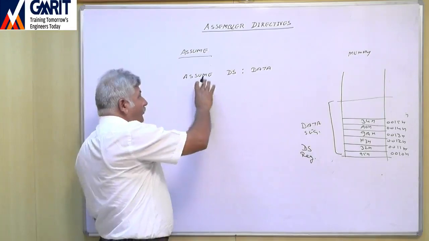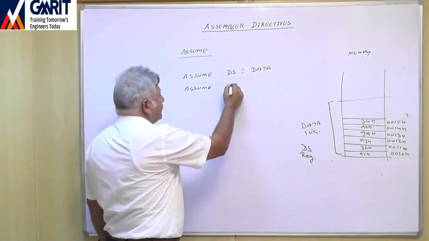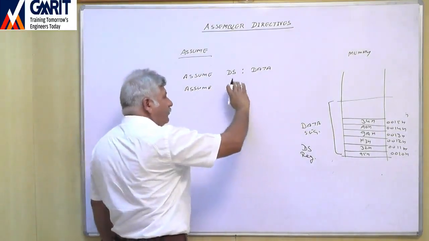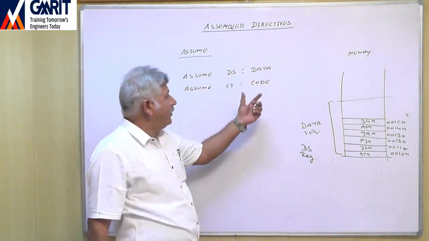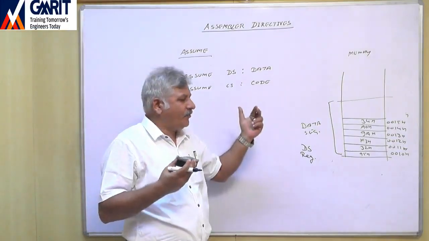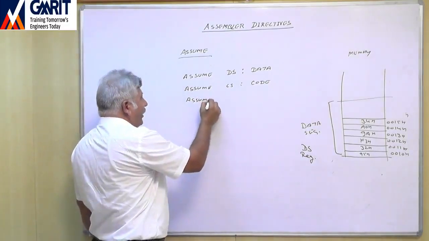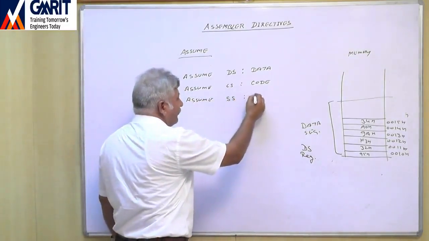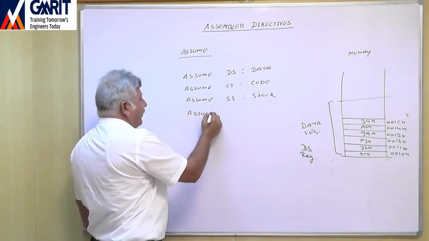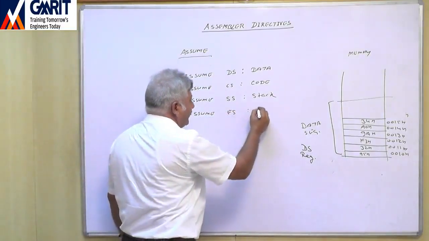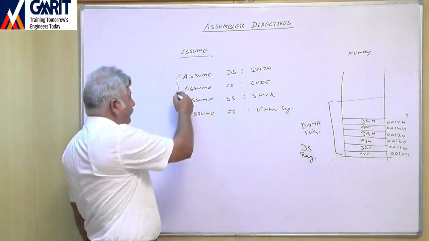So there are 4 forms of the assume directive. Assume CS, this is for the code segment. You can give any name. Suppose we have given code. We give names to the directive so that we can understand why we are using these directives. Another is assume SS for my stack area. And another format is assume ES for my extra segment area, right? So these are the 4 formats of assume.